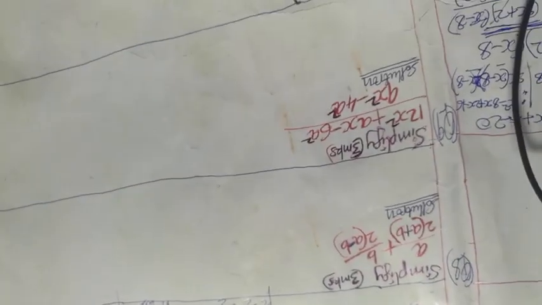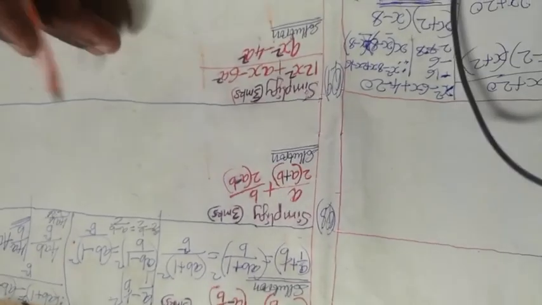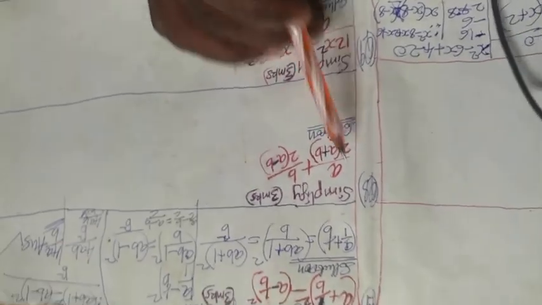We are going to question number 7. That is question number 7. We are going to question number 8. Question number 8 states that, simplify.